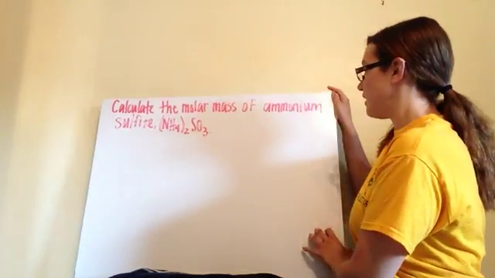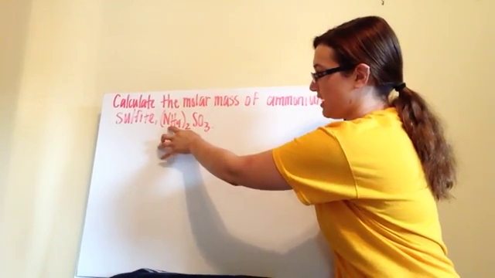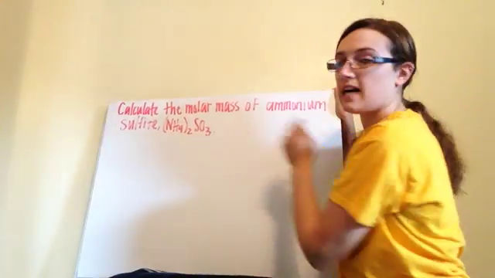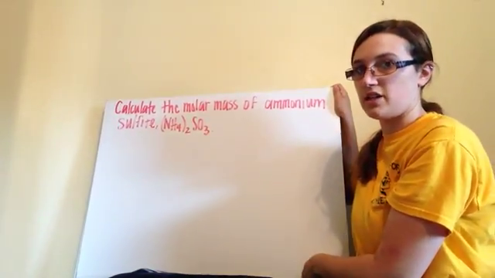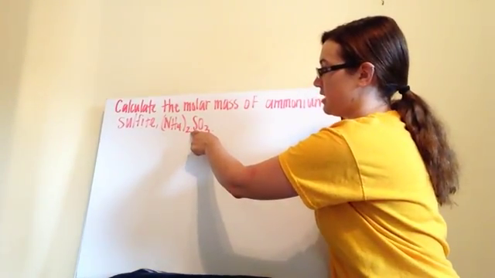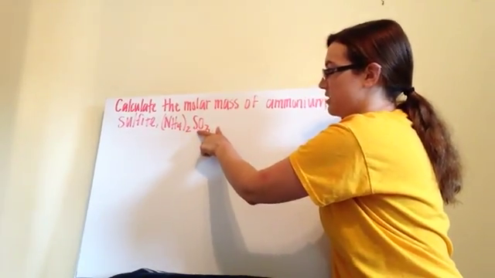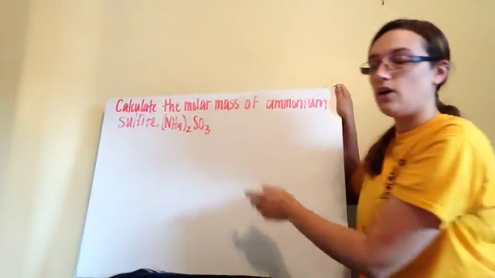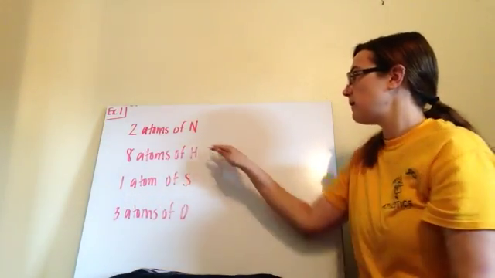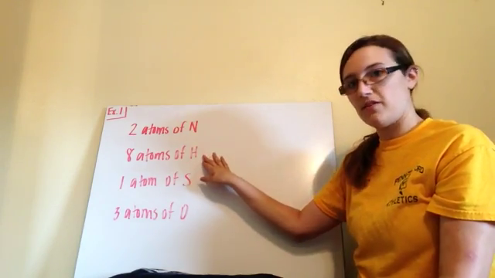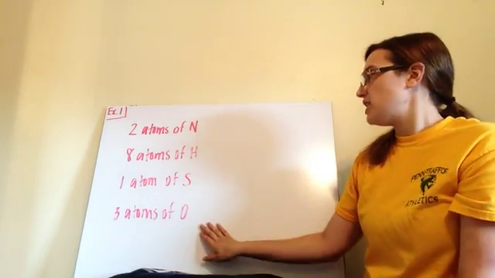If we look at the formula, we have 2 nitrogens, 4 times 2 hydrogens, 1 sulfur, and 3 oxygens. Remember, if there are parentheses, the subscript outside the parentheses goes to everything inside. In this case, there are no parentheses, so this 3 only goes to the oxygen. So, like we said before, we have 2 atoms of N, 8 atoms of H, 1 atom of S, and 3 atoms of O. I laid everything out for this.